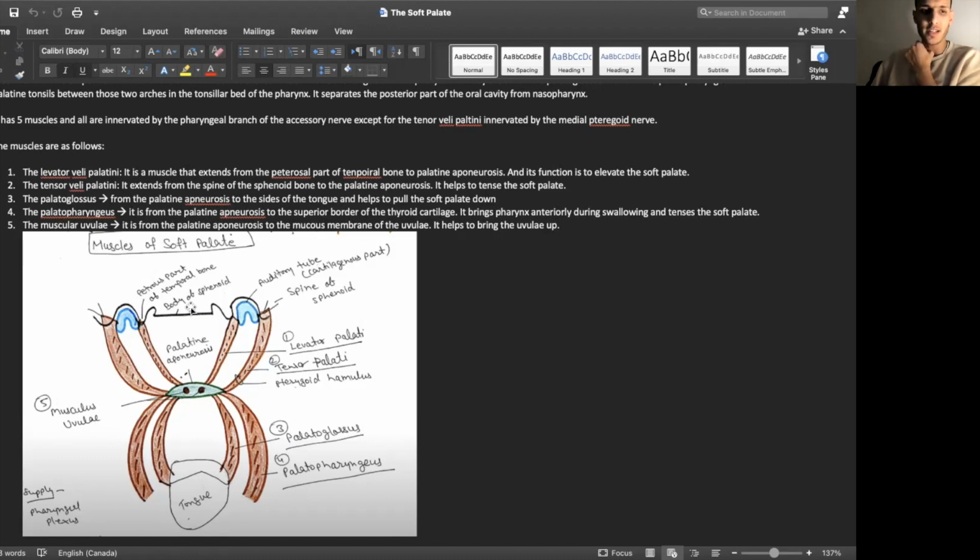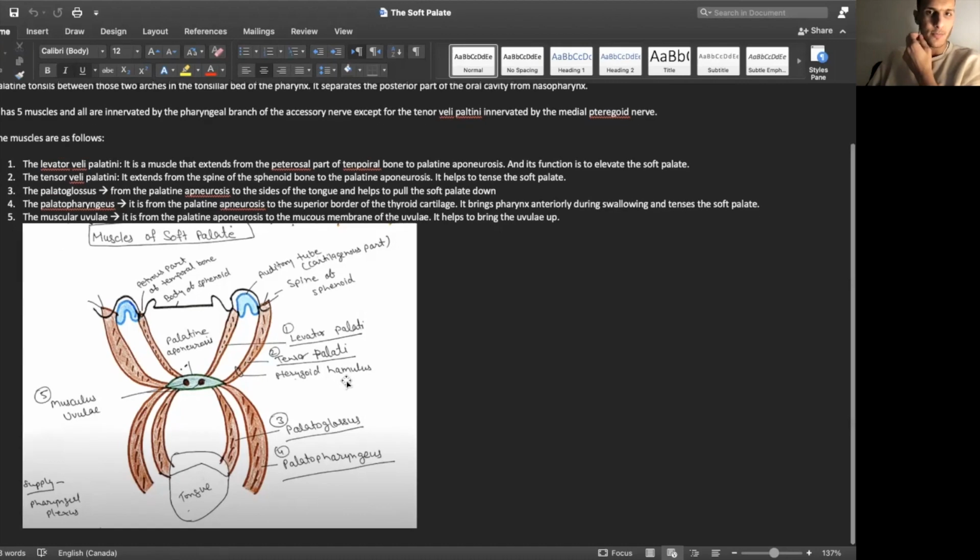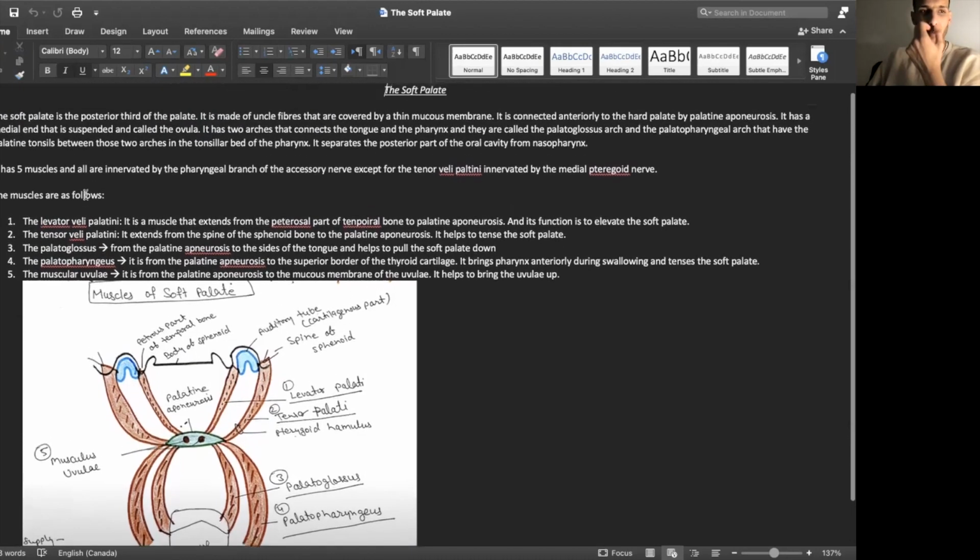So this is basically the summary of the soft palate, and that's what I had when I spoke to Sureski, and he was satisfied with my answers. And make sure you know the innervation here. It has 5 muscles and all innervated by the pharyngeal branch of the accessory nerve, as you mentioned, through the vagus nerve, except for the tensor veli palatini innervated by the medial pterygoid nerve from the mandibular nerve.